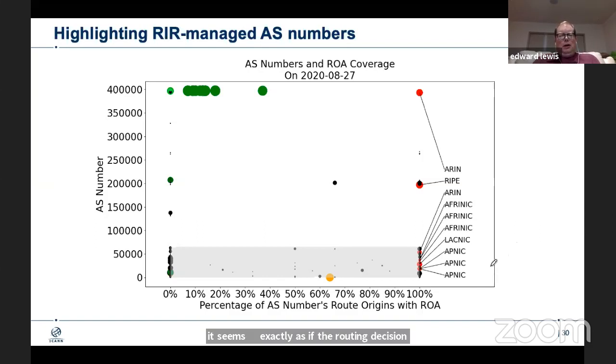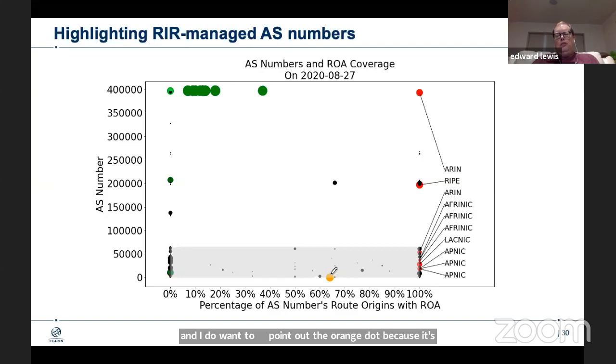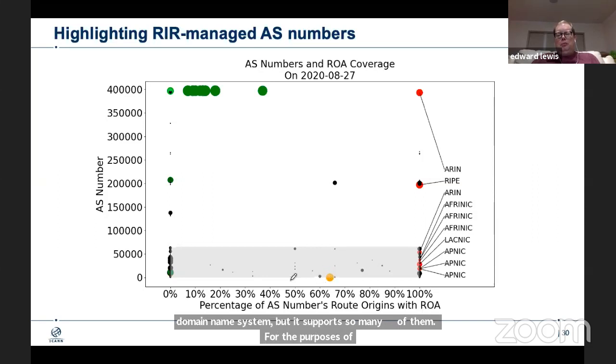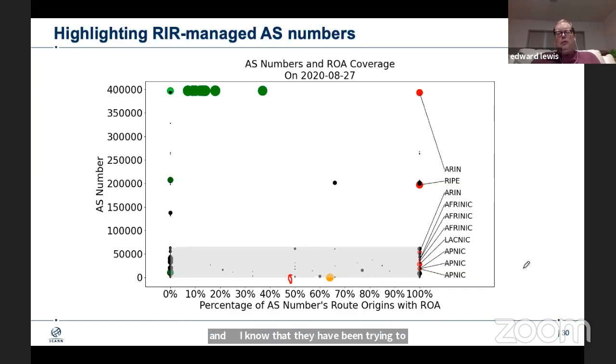And I do want to point out the orange dot because it's orange. This is an interesting organization to me because they are not a registry or a registrar. They're not part of the domain name system, but they support so many of them for the purposes of doing routing. And I have noticed that this dot has moved from where it was, about here, when I talked in the fall last year. And I know that they've been trying to not improve, but increase their ROA coverage. And so they are making some progress.